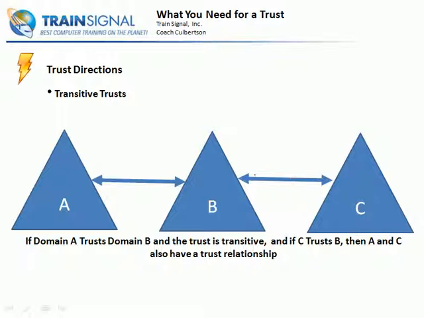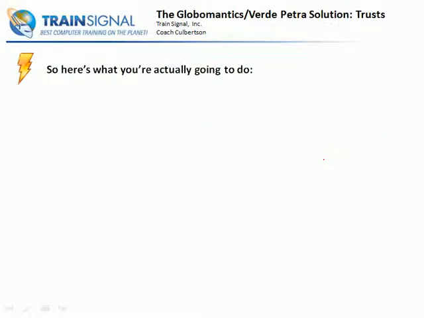Now, let's say that we're not going to have transitive trust, then the story changes, right? Then we actually might have to create a specific trust in one particular direction or another. Now, here's what we're going to do with Globomantics and Verde Petra. Now that we have an understanding of trusts and federations, we're going to be using trusts.